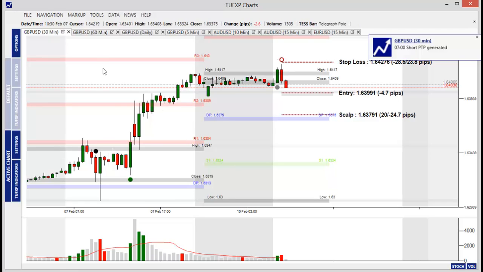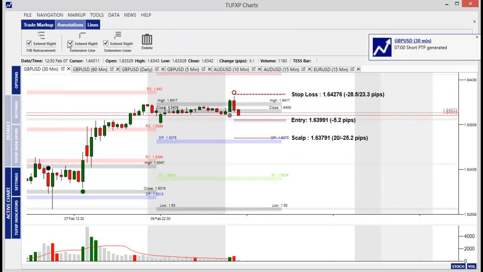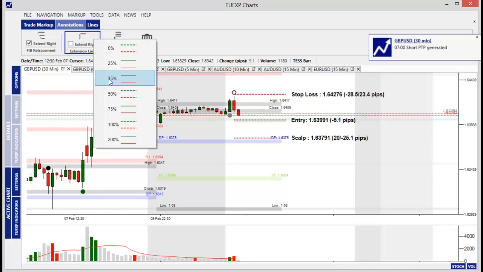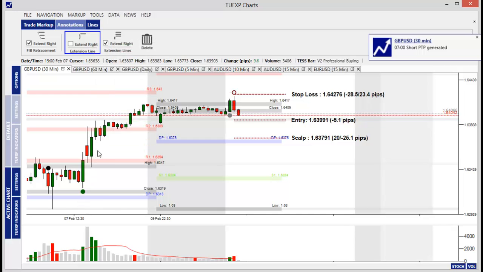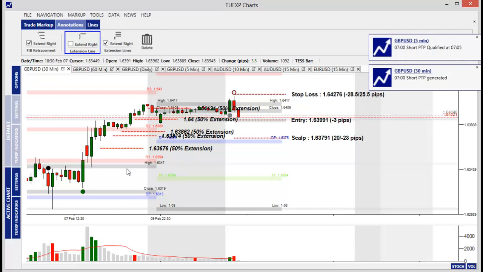And again, this is one that could have been trailed to the upside using the 50% extension. Let me just remove the extend right there. 50% underneath the red bars. You can see that you could have held this one all the way up until really the close of trade on Friday evening. So certainly 20 pips in the trade from the trade on Friday afternoon there.